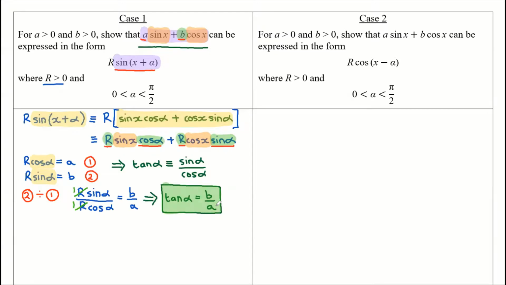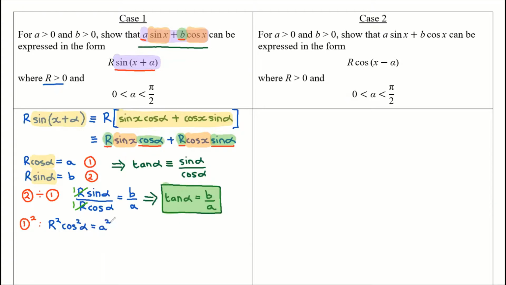Now, you can do this a different way, but I think this is a more elegant way of showing you. So I'm going to show you this. I'm going to call it the proper way, in inverted commas. So if we take equation 1 and square it, I'll just make a note of what I'm doing here. I'm just going to square the whole thing. So we'll get r squared multiplied by cos squared alpha would equal a squared.